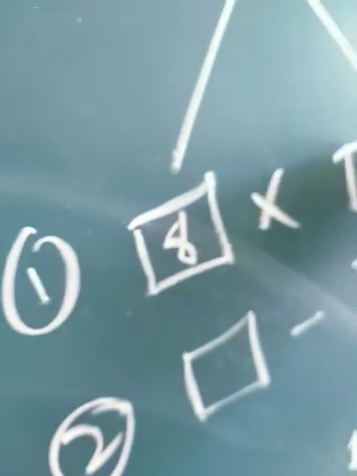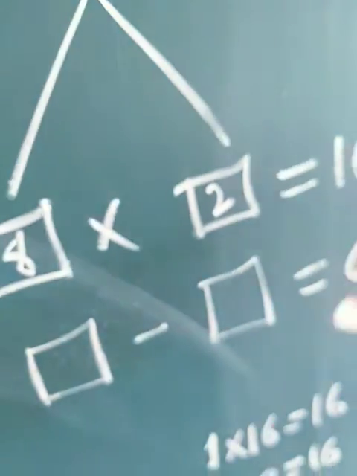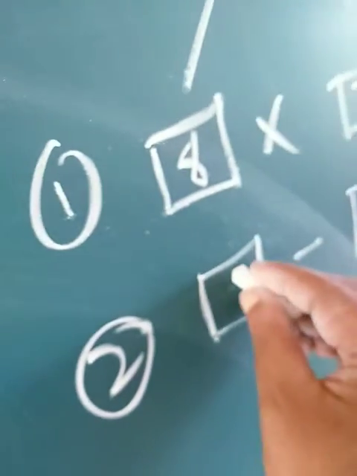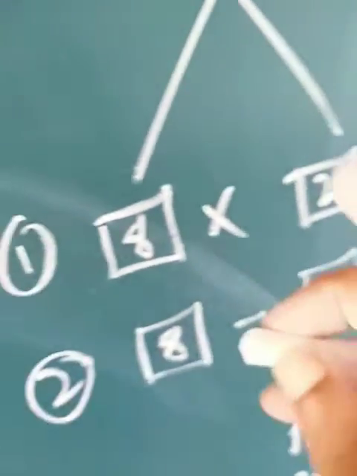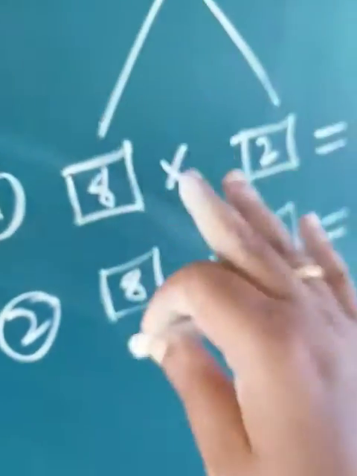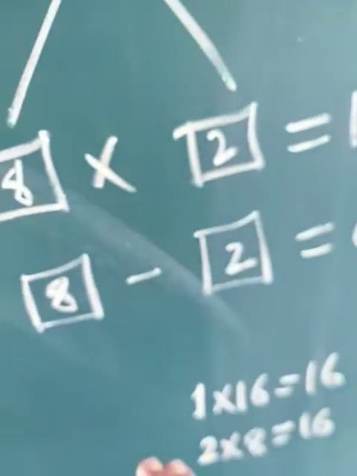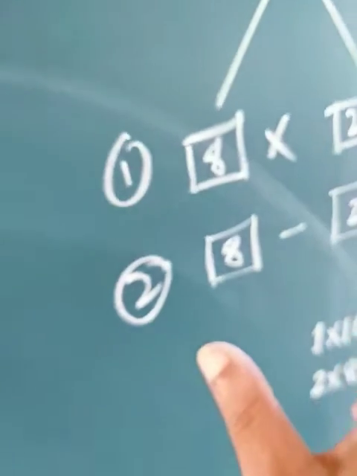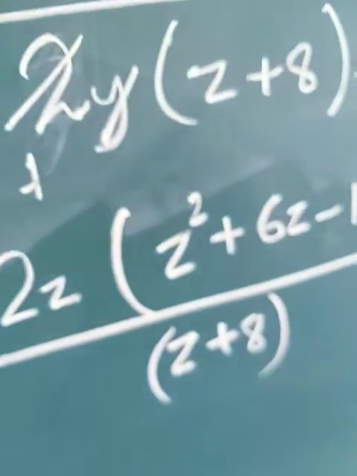Now let us put these two numbers. 8 into 2 is what? 8 2s are 16. And if you put the same numbers in the second condition, that is 8 minus 2, what are we getting? 6. That means these two numbers, 8 and 2, satisfy both the conditions. That is, the product of 8 and 2 is 16 and the difference of 8 and 2 is 6. So these are the two numbers we have to use in the middle term.